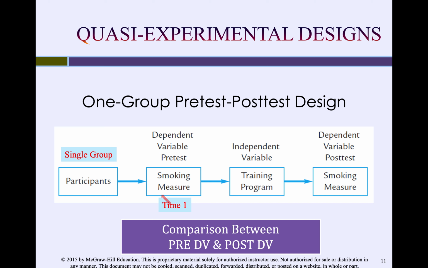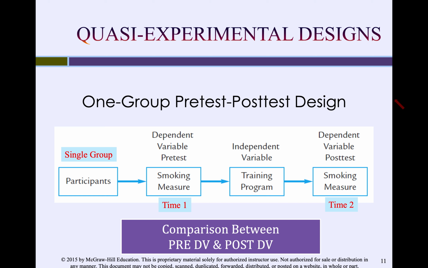So we get their smoking measure. We also know that this is happening at time 1. Then they have the training program, right? So then everybody gets the training program. And then at the end of the 4-week training program, that dependent variable is assessed again at time 2.